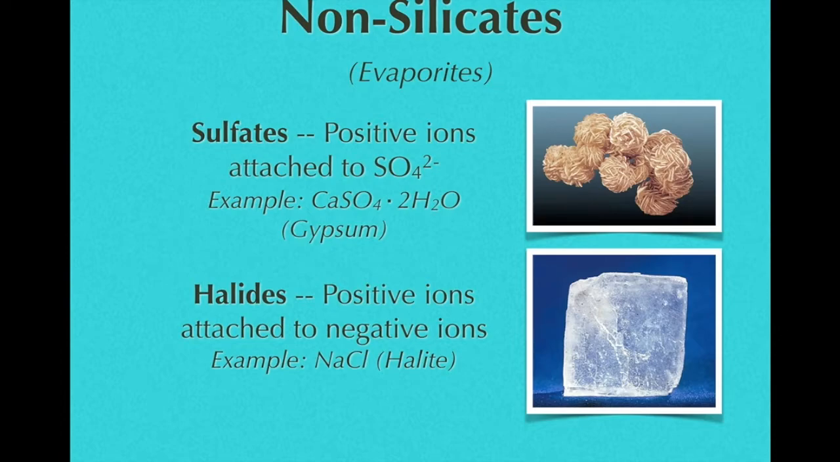And halides is another one of these, where we have positive ions attached to negative ions. So our example of this is halite. And so again, this is very similar, where this is a salt, and when water is evaporating, this can get left behind because it can concentrate in solution if ocean water gets isolated and doesn't get to mix or move through a system or get flushed out, and it is in a system that is hot, that water can evaporate, leaving behind the salt. So we get halides.